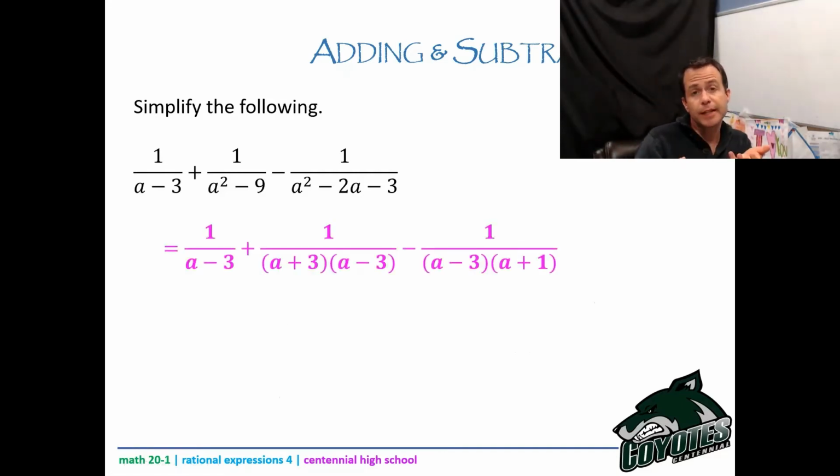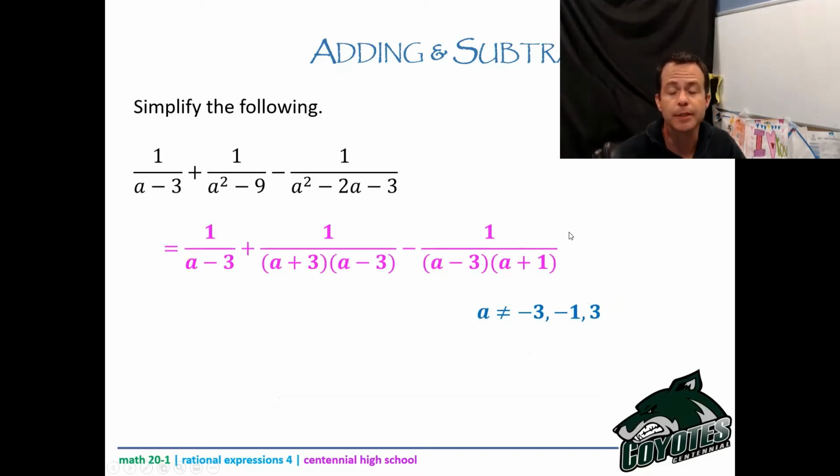And so now the next thing I want to do is figure out my NPVs. So if I take a look at this guy here, a can't be 3. Here, a can't be negative 3. I already got a can't be 3. Okay, and over here I have a can't be negative 1. So I'm looking at 3, negative 3, and negative 1. Okay, so a can't be negative 3, comma, negative 1, comma, 3.